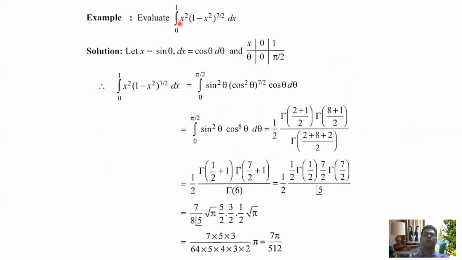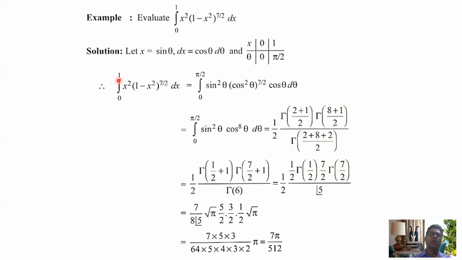Next question: integral from 0 to 1 of x squared (1 minus x squared) to the power 7 by 2 dx. Let x equal sin theta. Try to become familiar with this type of question. So dx equals cos theta d theta. Now x and theta vary: when x equals 0, theta equals 0; when x equals 1, theta equals pi by 2.